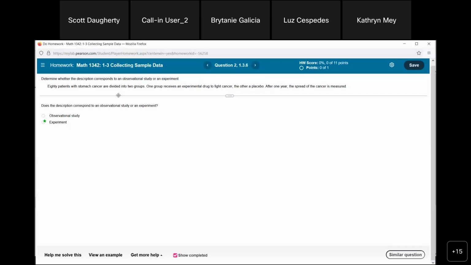But this is definitely an experiment, right? You've got 2 different groups. One's given a fake pill, which is the control group, and the other one is given the actual drug. And then you compare the 2 groups to see what effect the drug had on the people that had stomach cancer. So this is definitely an experiment, not an observational study.